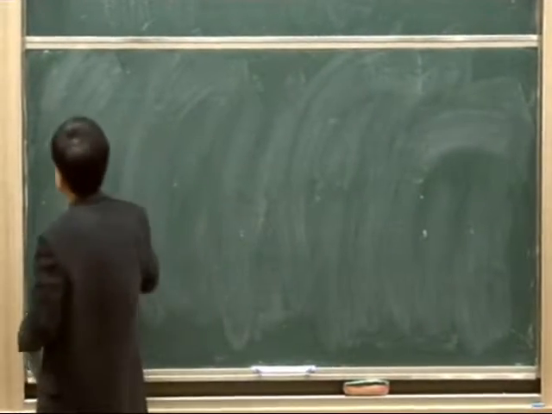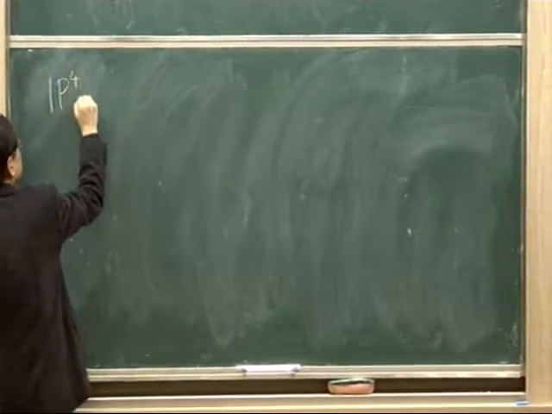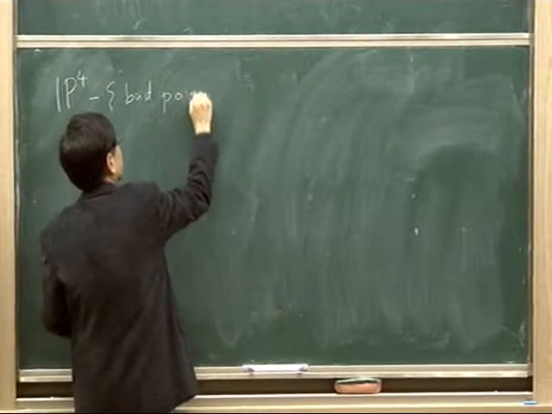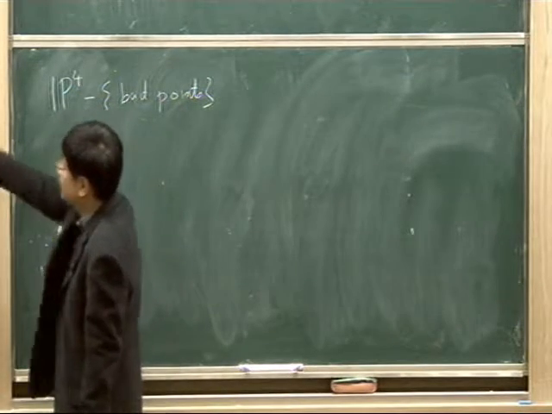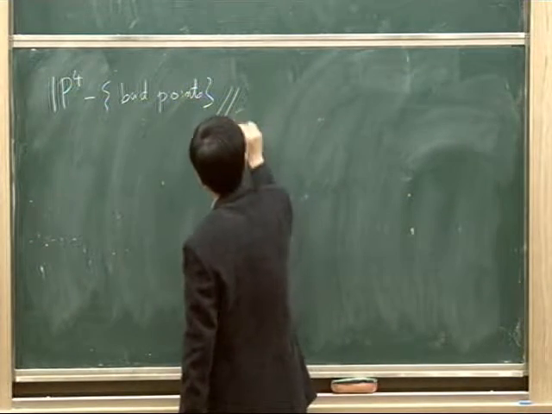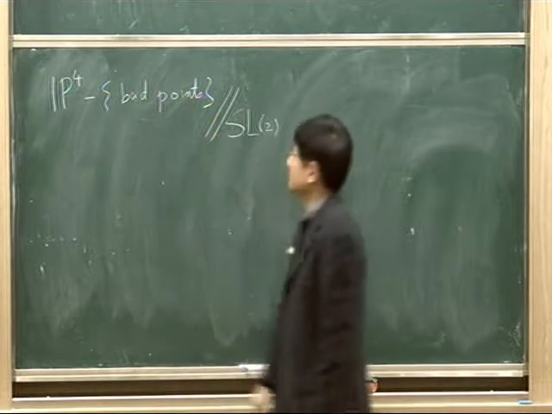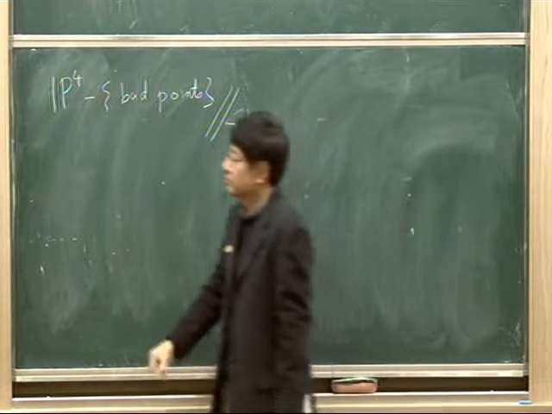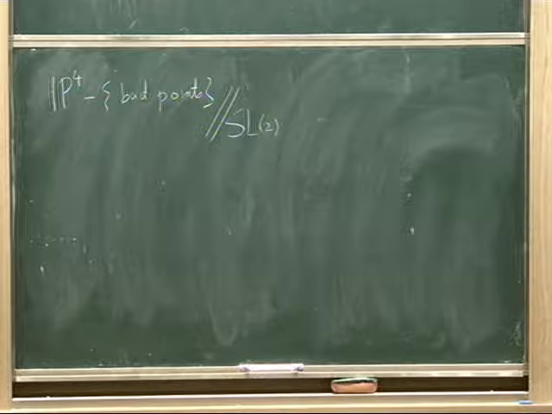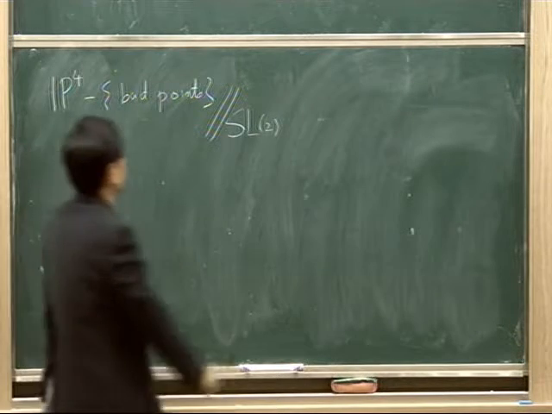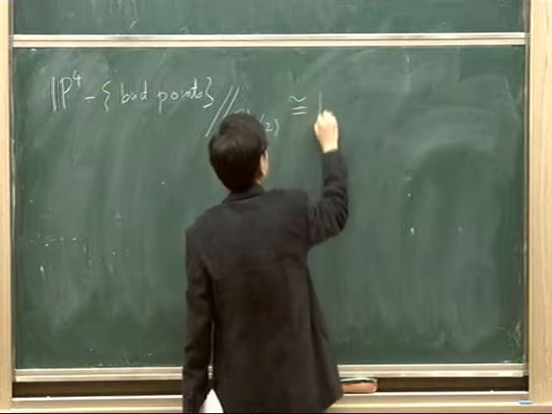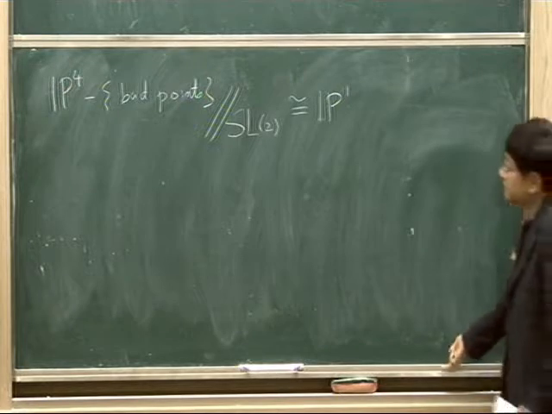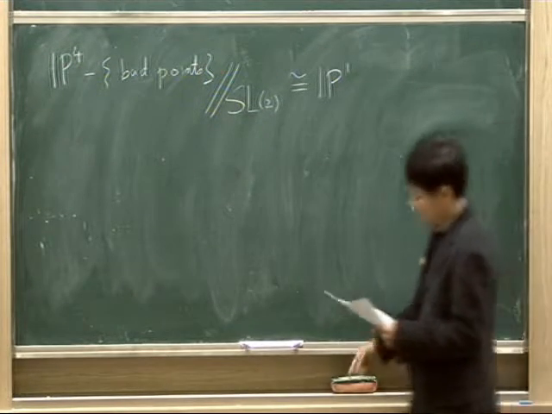Okay, so then if you take P4 minus these bad points, and then take the quotient by this SL2, here I denote not just one but these two. The reason is that we have this strictly semi-stable point. So then these are in fact P1.